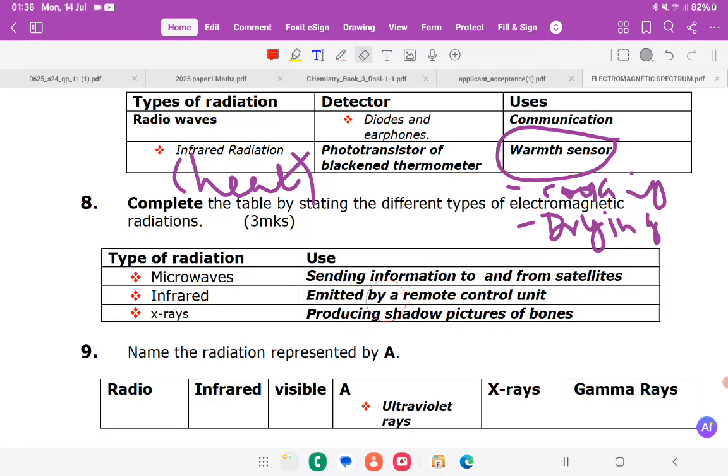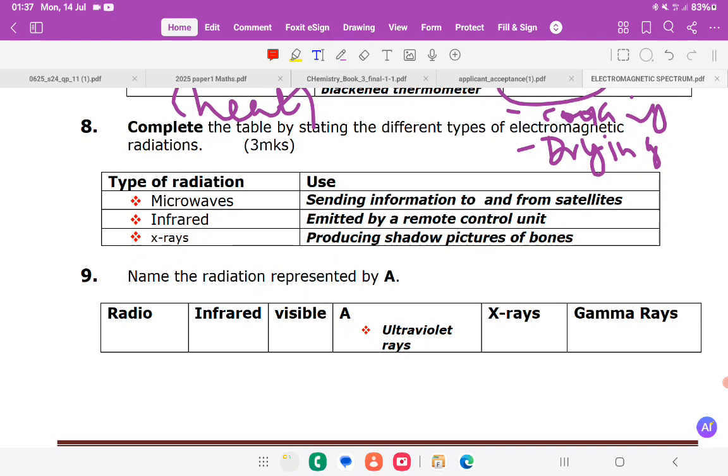We use infrared in remote control units, for example, controlling your TV using a remote. X-rays are used for producing shadow pictures of bones. Let's say you have an internal body problem or injury, you can go to the hospital and the technicians there can take a picture of your internal organs and make deductions from that. I intended to go up to question number 9 for now, then we proceed later in our next lessons.